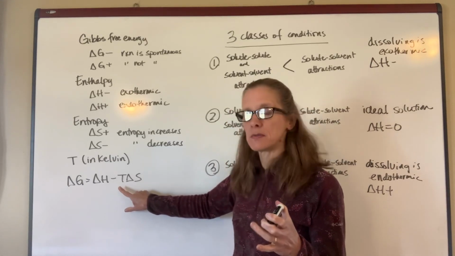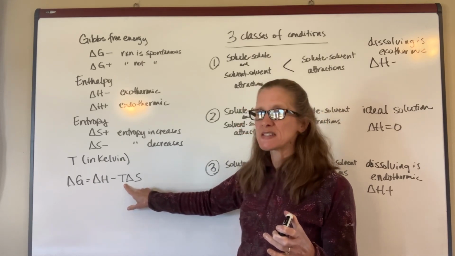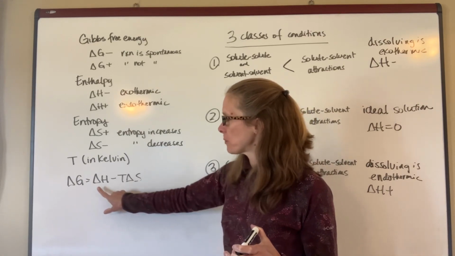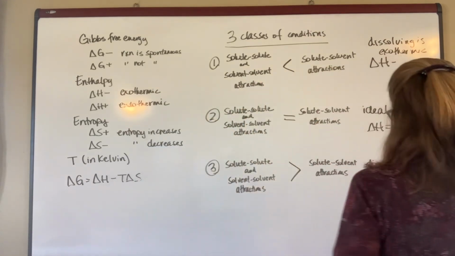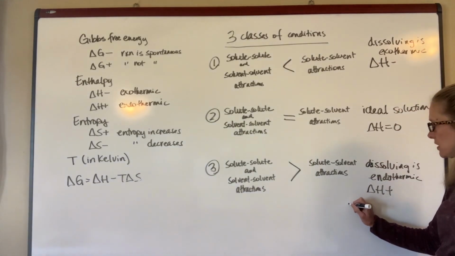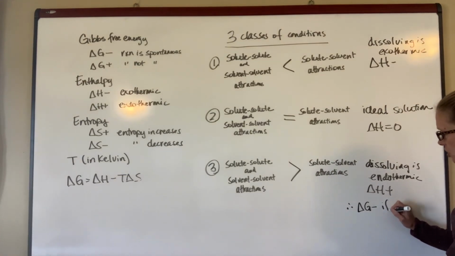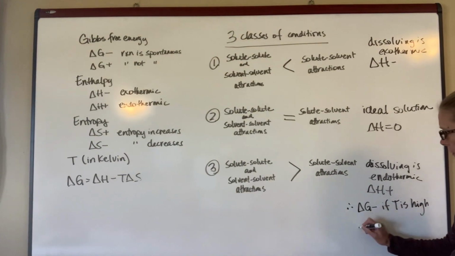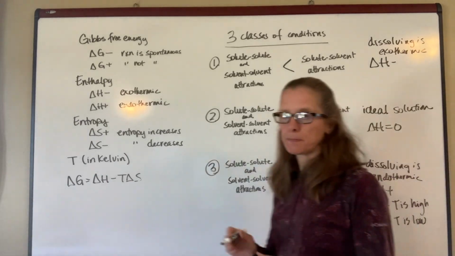linchpin, basically, the most important piece is the temperature. If the temperature is high enough, then this term will be big enough to overpower this positive term, and then the delta G will be negative. So if I've got endothermic dissolving, I will have a negative delta G if my temperature is high, but if my temperature is low, I'm going to end up having a positive delta G.